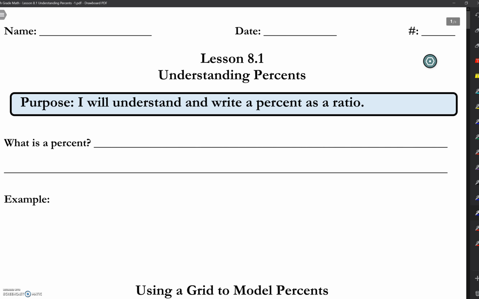A percent is a number. It is a number out of 100. So go ahead and take some time to write that down. It is a number out of 100, and I'm going to give you some examples.